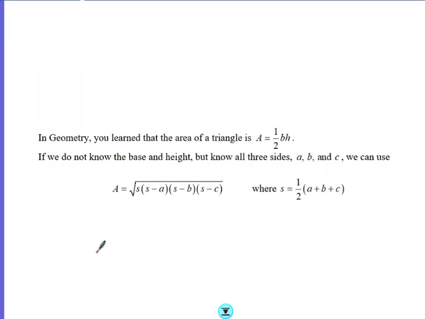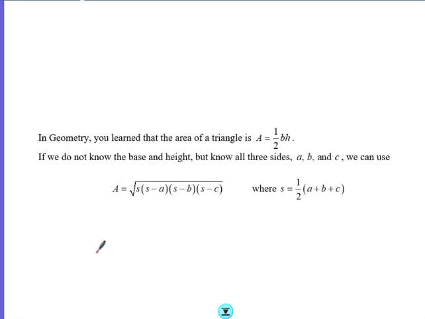In geometry, you learned that the area of a triangle is 1/2 base times height. But if you don't know the base and height of a triangle, and you know all three sides, a, b, and c, we can use Heron's formula to find the area. That formula is the area is the square root of s times (s minus a) times (s minus b) times (s minus c), where s is half of the perimeter.